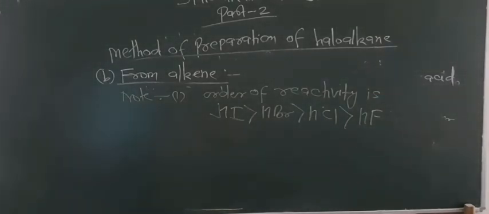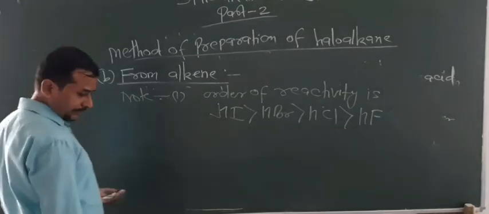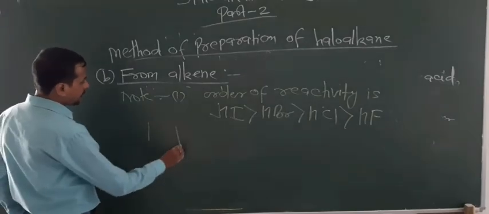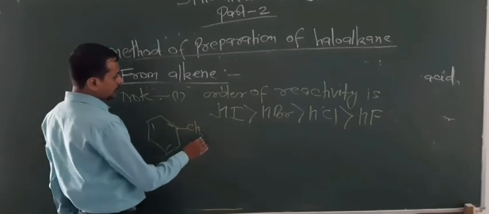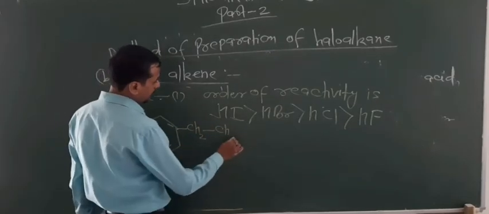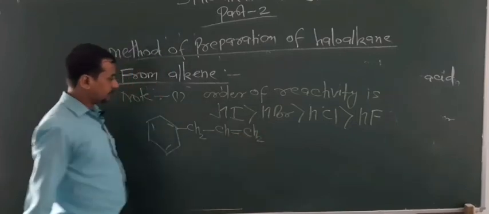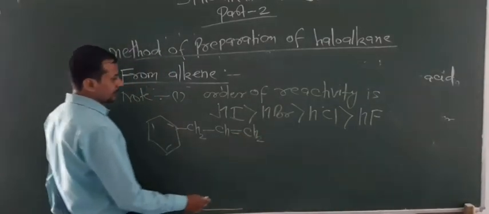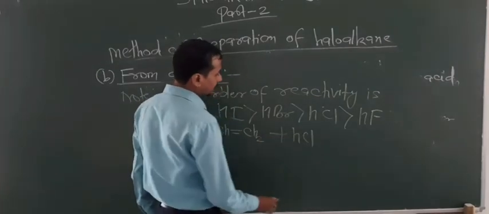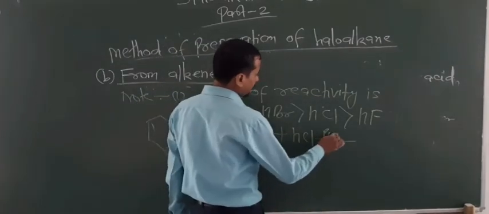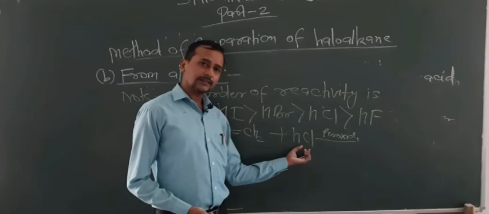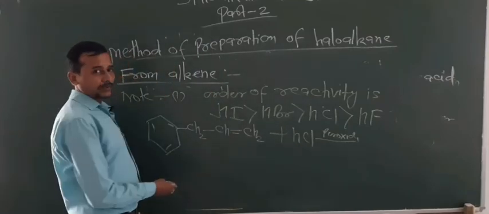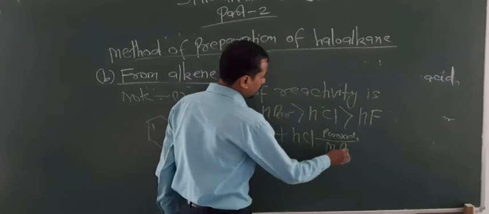Now sometimes one more question may arise like this. Here the benzene is given like this, CH2 single bond CH double bond CH2. Now look at the conditions when HCl is added. Here it may be written in the presence of peroxide. As I told you, the peroxide effect is only on HBr, and here HCl has no effect. So this will follow the Markovnikov rule. So this is the addition according to Markovnikov rule.